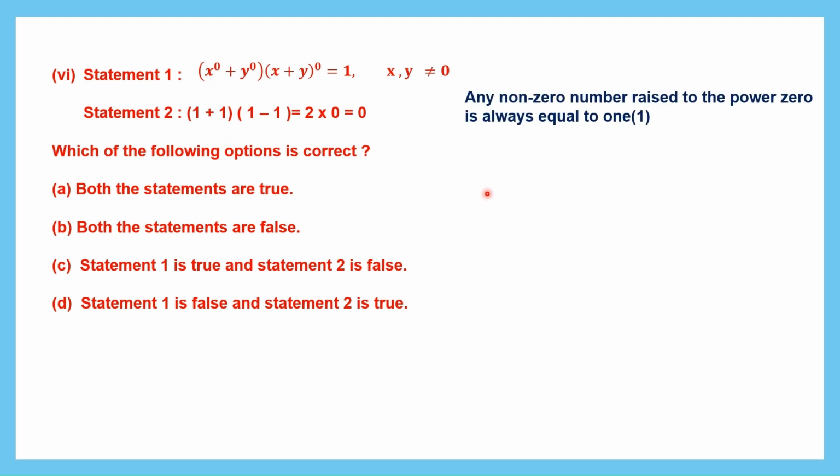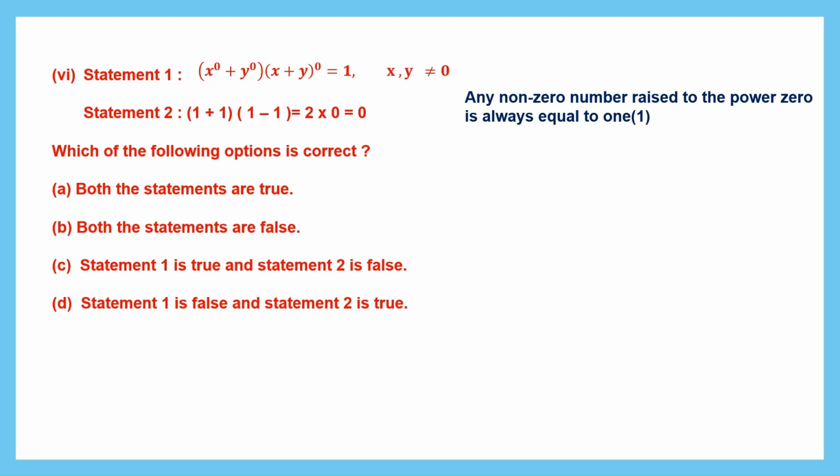Now this is very important. Any non-zero number raised to the power 0 is always equal to 1. Now this is something we know. You take any non-zero number, and if it is raised to the power of 0, it's always equal to 1. If I take 3 raised to the power of 0, this is equal to 1. If I take 19 raised to the power of 0, this is equal to 1. So any non-zero number that is raised to the power of 0 is equal to 1.